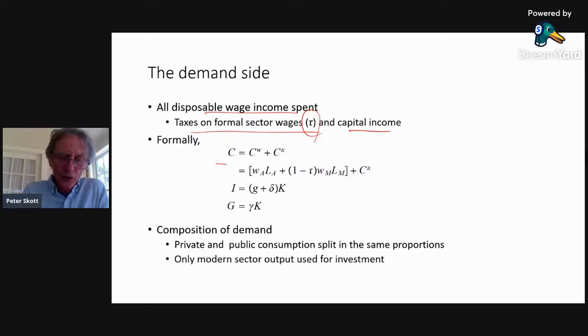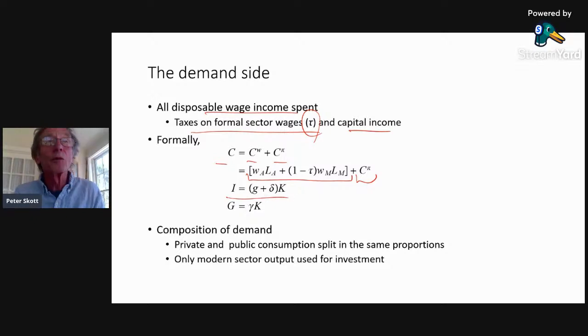So we have total consumption by workers plus consumption out of profits, and this here is total after-tax wage income, and this here is still consumption out of profit income. We have investment that is equal to g plus delta times K. We have the growth rate that we set as a target. And if we want output to grow at that rate with a constant output-capital ratio, then this is the amount of investment. And here is my government consumption.